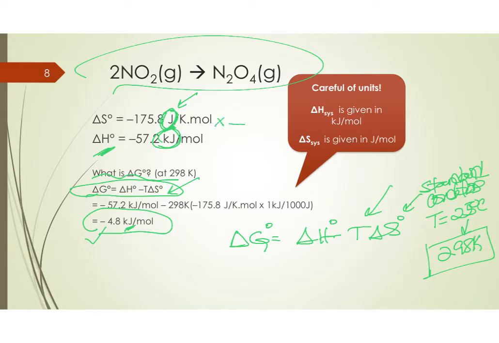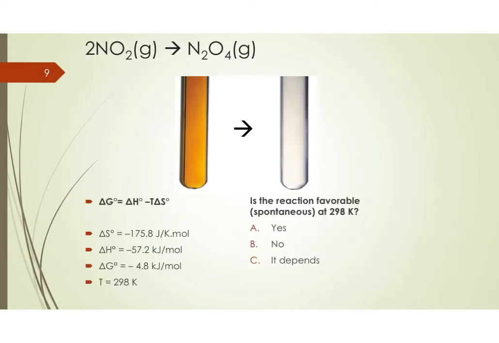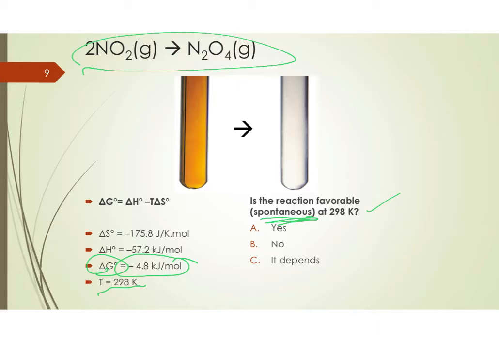So we'll just do some dimensional analysis. The conversion factor is there are 1,000 joules in 1 kilojoule. So it would just be minus 175.8 divided by 1,000. So now that you know the value for delta G, at this temperature anyway, it's negative 4.8, is this process spontaneous under these conditions at 298 Kelvin? Well, hopefully you know to say yes. Anytime delta G has a negative value, it is spontaneous.